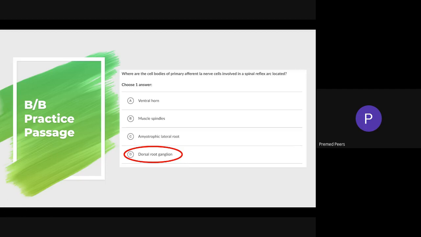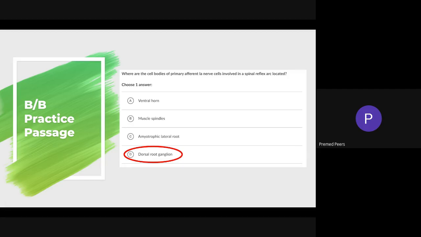And then C, amyotrophic lateral root. So that's a bit of a distractor because it's talking about ALS, but amyotrophic actually means loss of nourishment or loss of signal to muscles. So there is a part of the spinal cord that's referred to as the lateral horn or lateral root, but I don't believe amyotrophic lateral root is a thing. I might be wrong on that, but I'm pretty sure. So yeah, that one's a bit of a distractor. So yeah, the correct answer here is D.